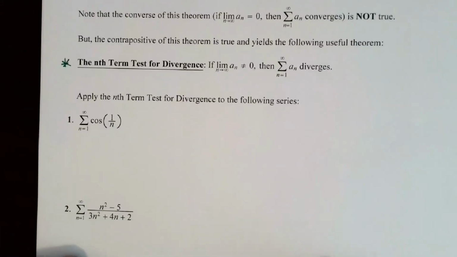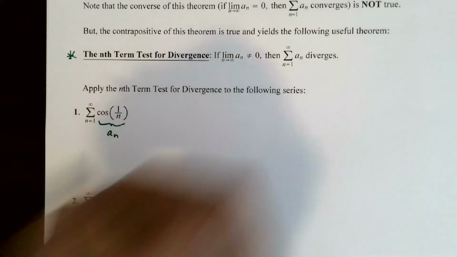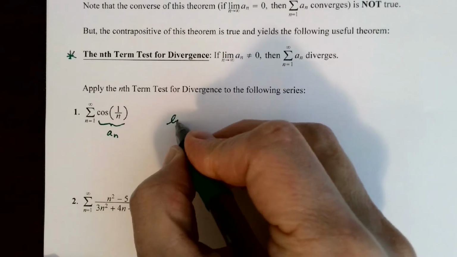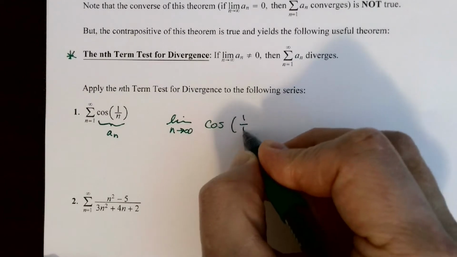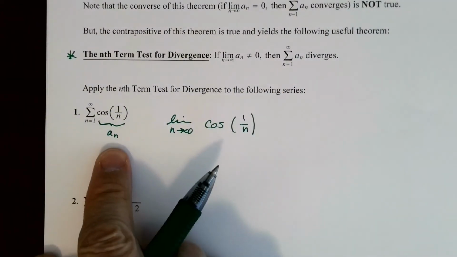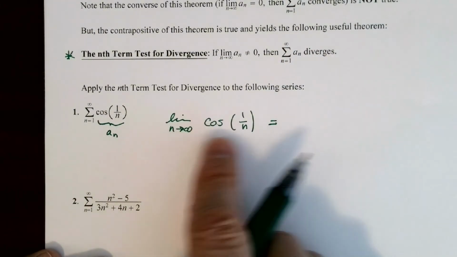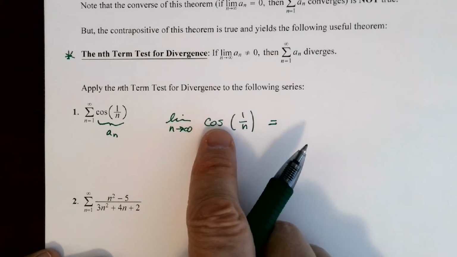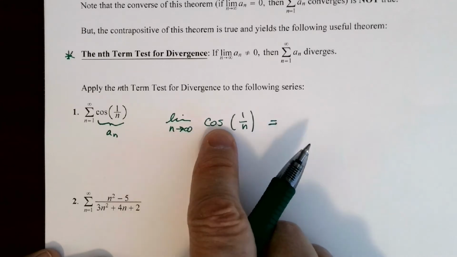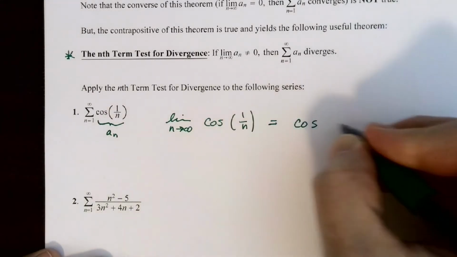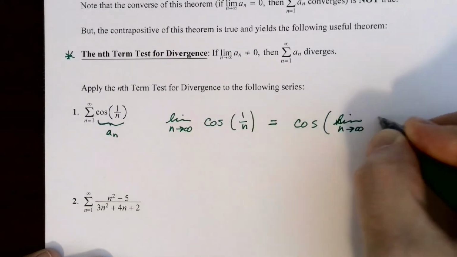All right, let's take a look at a couple examples. Here are the terms we're adding up, cosine of 1 over n. What I'm going to look at is, what's the limit as n goes to infinity of cosine of 1 over n? What's the limit of the terms that we're adding up? Well, remember, when I'm taking the limit of a composition, I can push the limit inside, provided the function cosine here is continuous, and it is on its domain. It's continuous everywhere, so I can take the limit as n goes to infinity of 1 over n here.